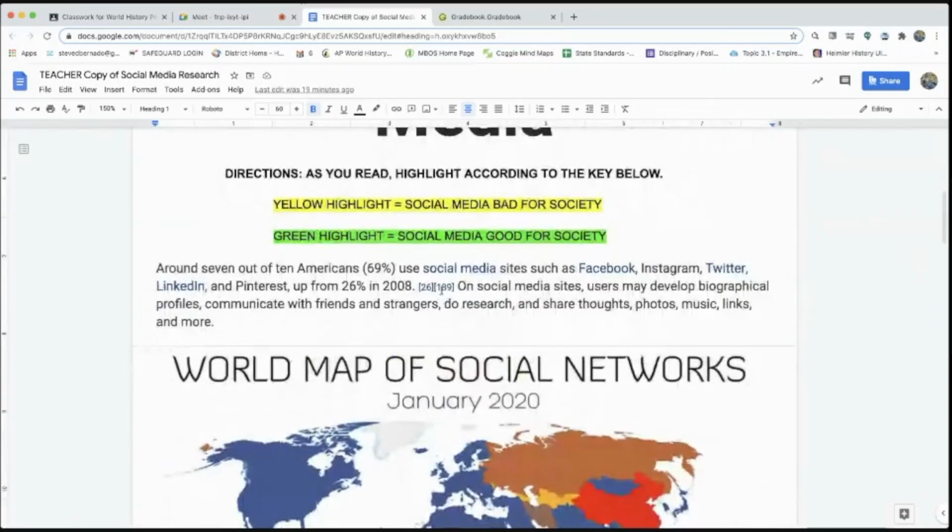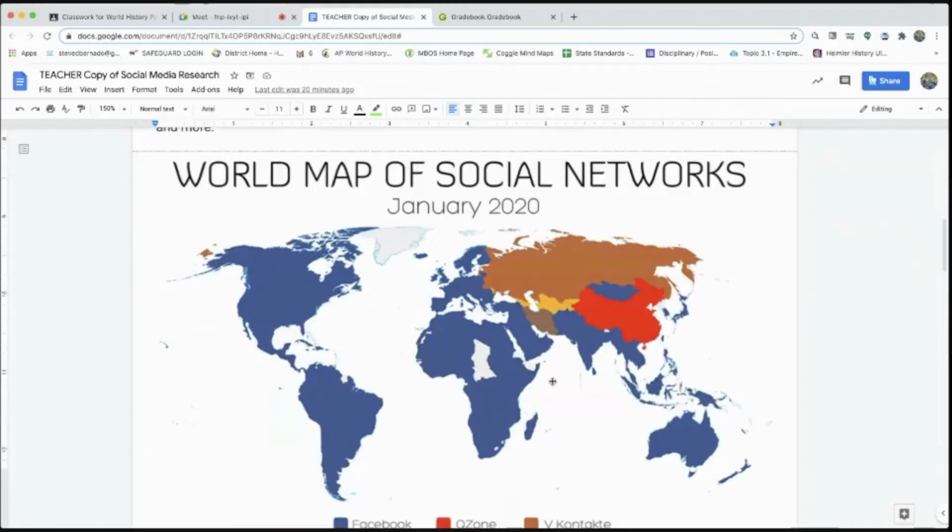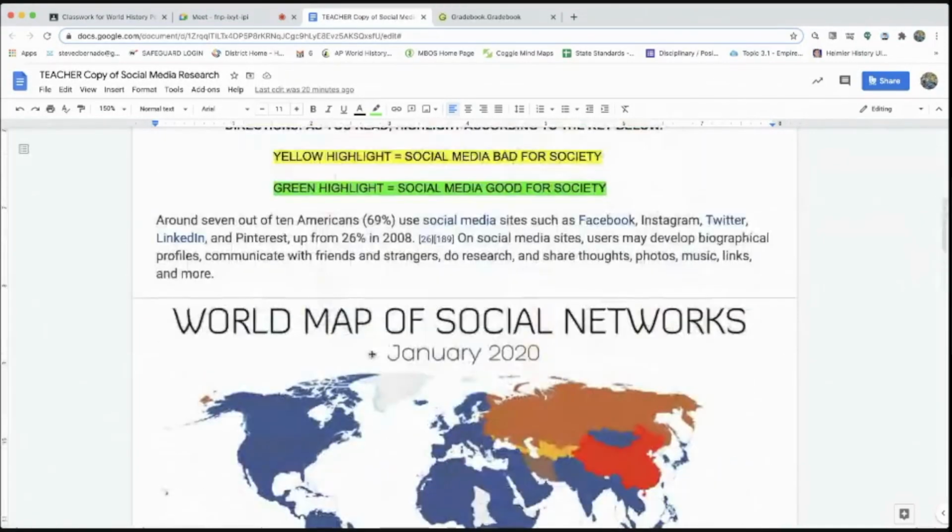The directions as you read: highlight according to the key below. A yellow highlight equals social media, bad for society. A green highlight equals social media, good for society. All right, and you might have to interpret some of this based on your own experiences and what you think the data is telling you. Okay, so let's look right here.